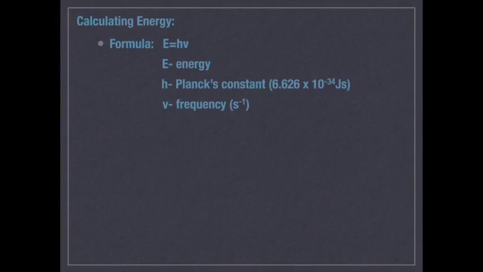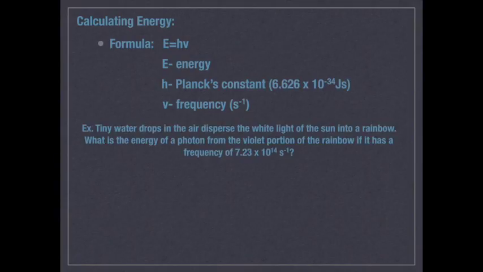And then, of course, your frequency, whose units are seconds to the negative 1. And that makes sense because if you multiply joules times seconds by seconds to the negative 1, or 1 over seconds, then the seconds cancel out and you're left with the units for energy, which are joules. So let's look at an example.